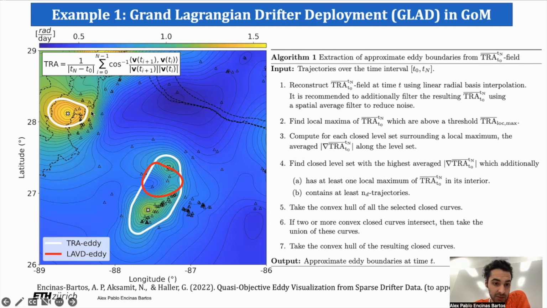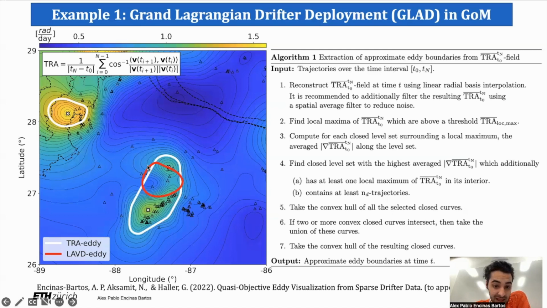You can then run this algorithm and you get these white curves, which are simply the TRA-based eddies, and we compared them with respect to this red curve, which is simply the LAVD eddy. And you can see that, of course, in the coastal region, the LAVD field does not detect these high shear regions, simply because the satellite altimetry data is not a reliable indicator in coastal areas, whereas at open sea there is quite some match between the two.